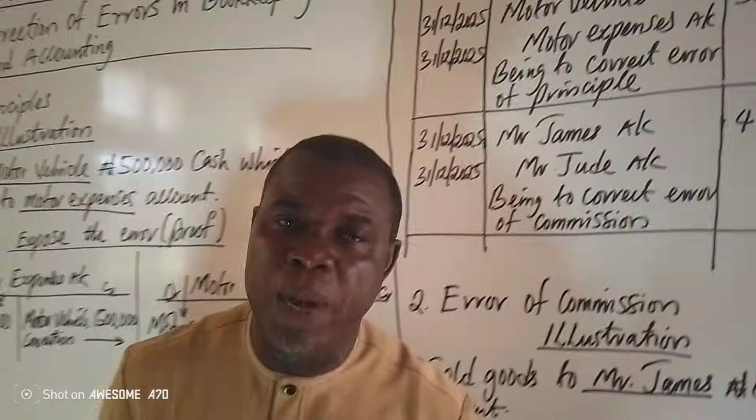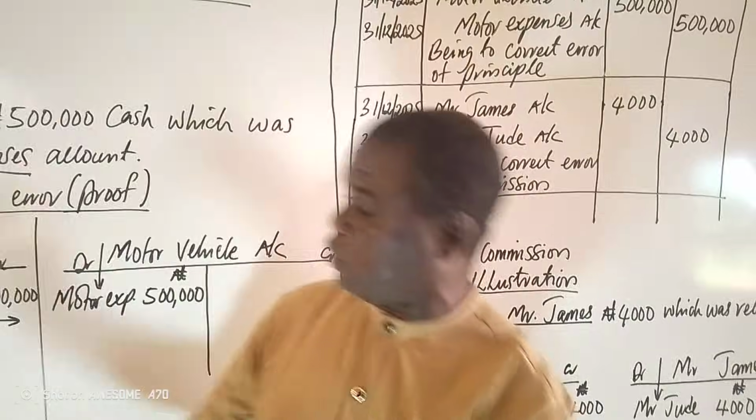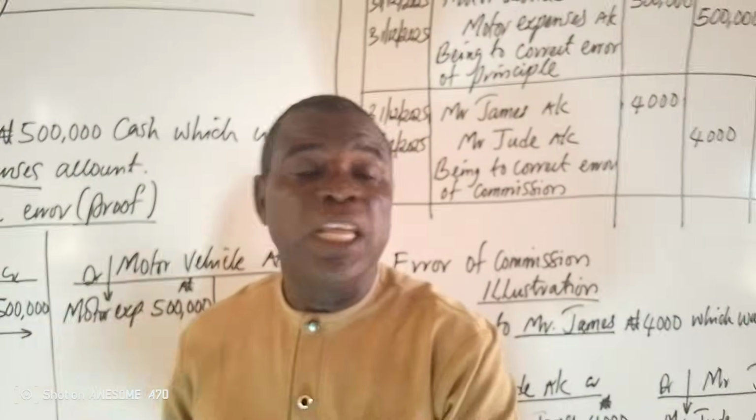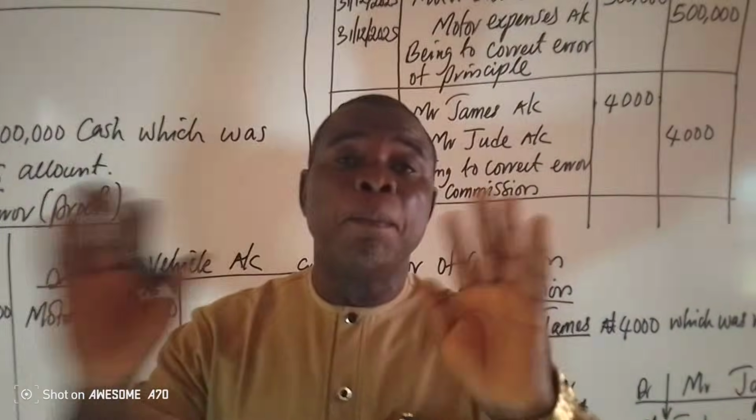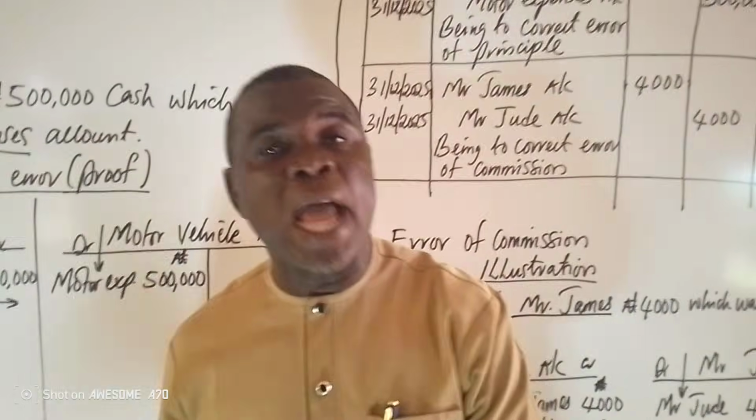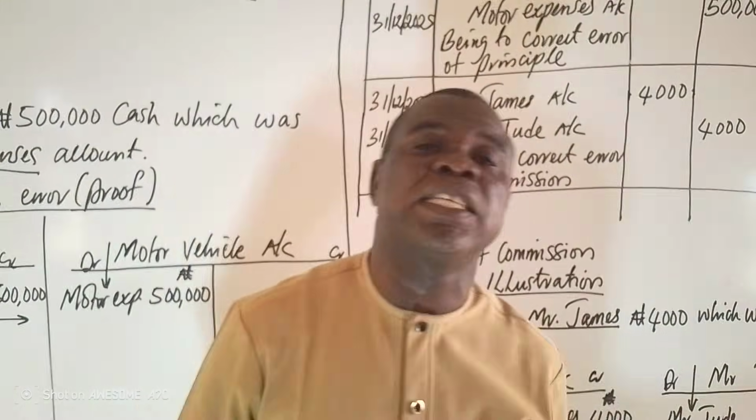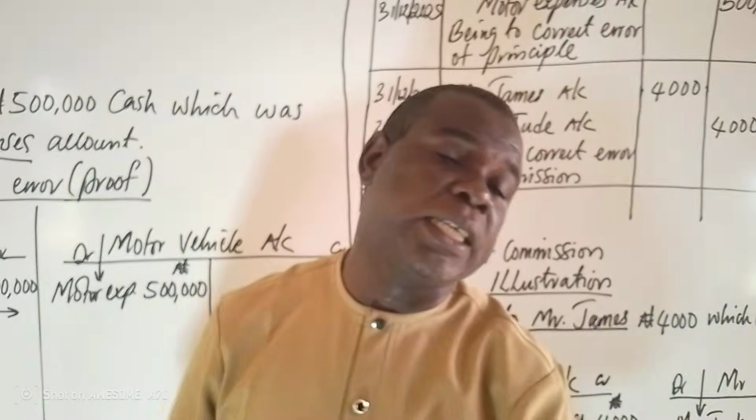Mind you, as I explained, most of these errors are not just easy to correct, as I'm trying to give the proof. That's the reason. If I go straight and use a journal, most learners will be confused about why an account is debited and why it's credited in the process of committing the error.